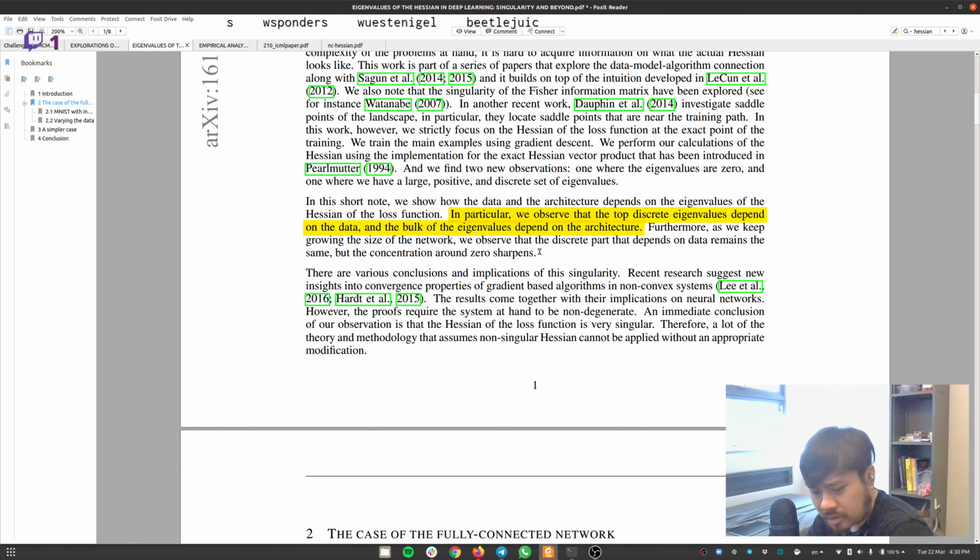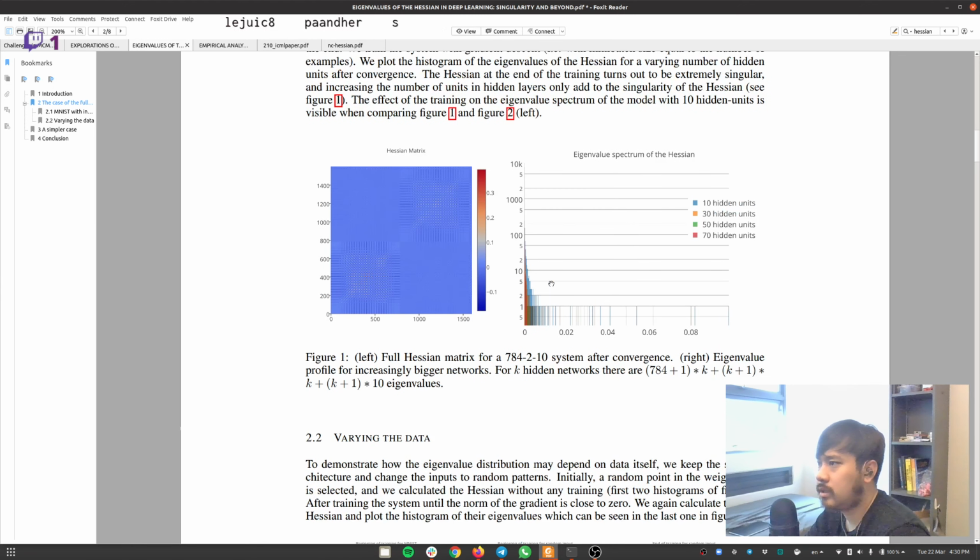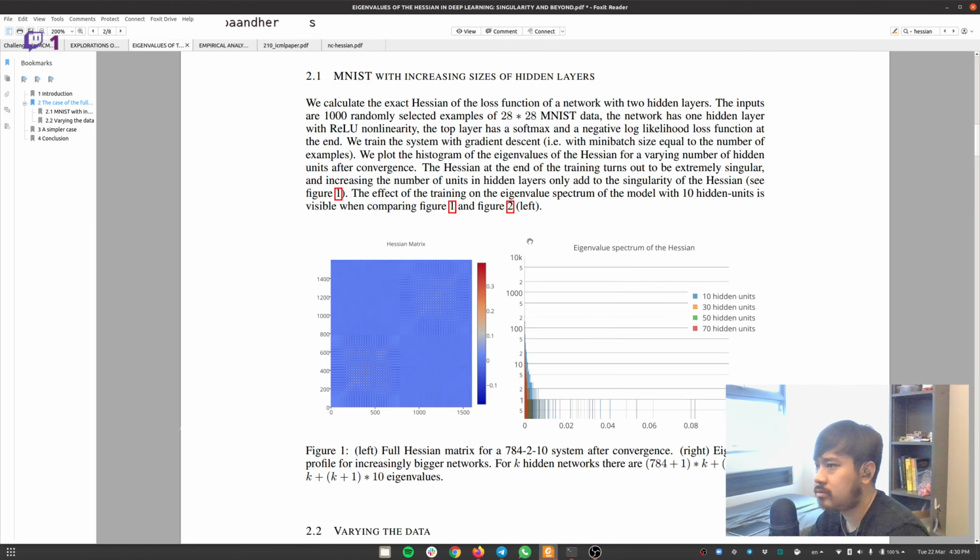So it could mean that for large networks, we expect something like this. And then this is just one layer, right? I mean, we could have more layers. Okay, I think I have to test it out myself. Let me write some things down.